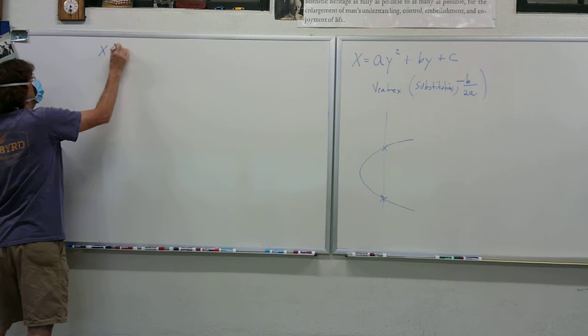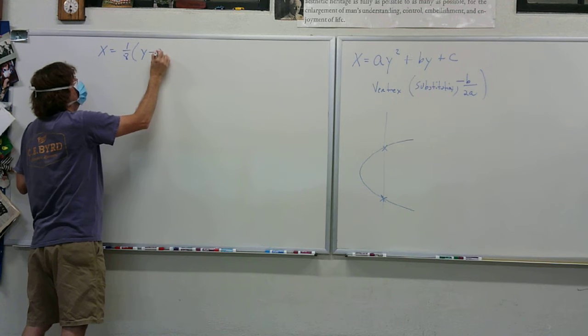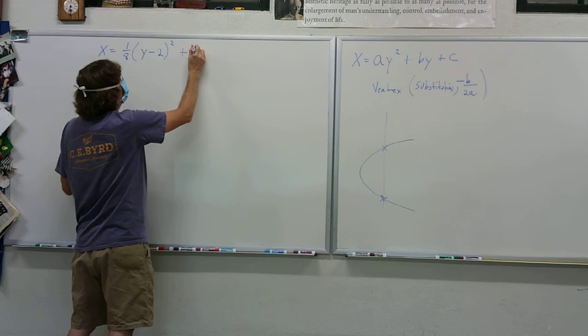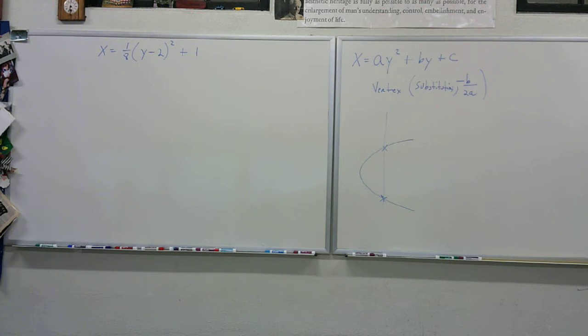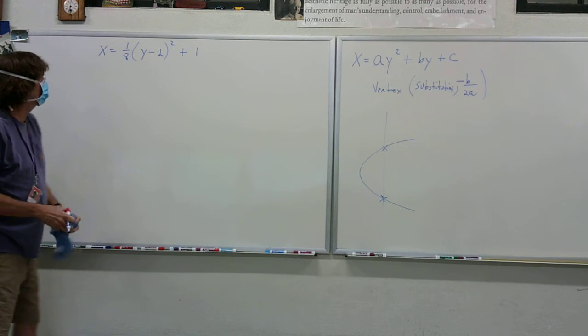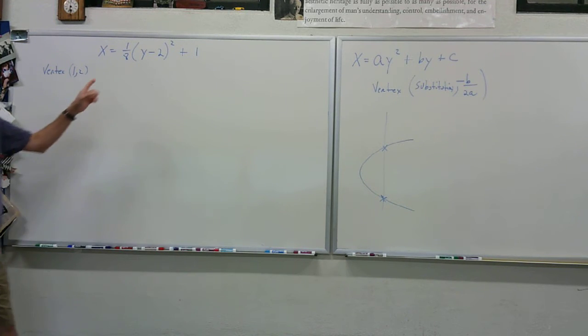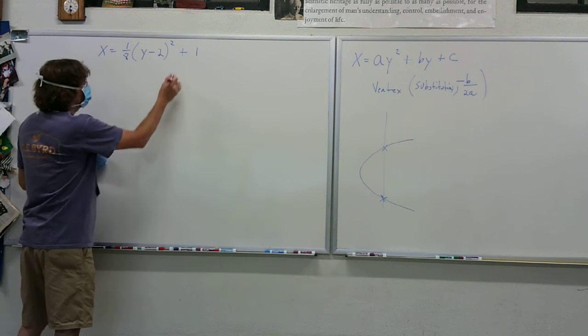X equals 1/8 (y minus 2) squared plus 1. All right. The vertex is 1, 2. Because look, it's got the minus sign where we want it. It's got the plus sign, so the vertex is 1, 2. Vertex 1, 2. And the only thing students do wrong is they'll make the vertex backwards because they don't realize since you have y here, that's the y value. Y value.